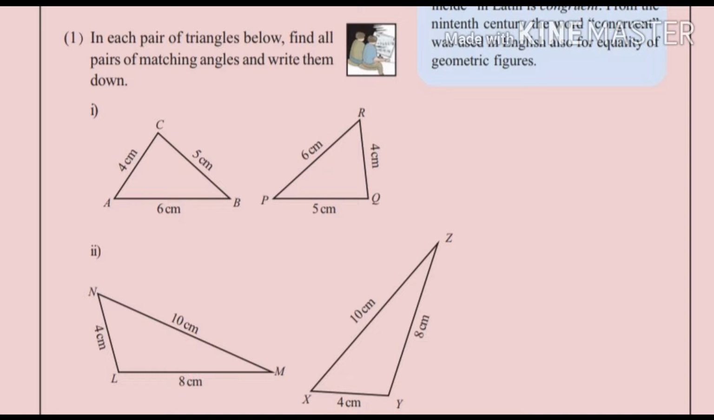In each pair of triangles below, find all pairs of matching angles and write them down. Here you can see two sub-questions. In each sub-question, two triangles are given. You have to check the triangles and find which are the equal angles here. So I am going to do the first sub-question.